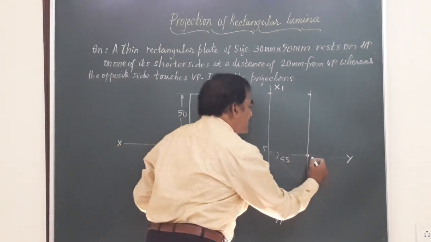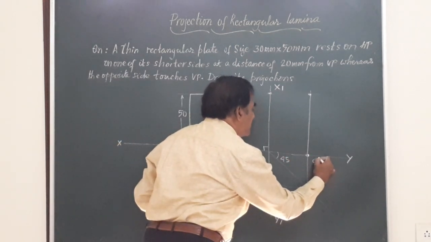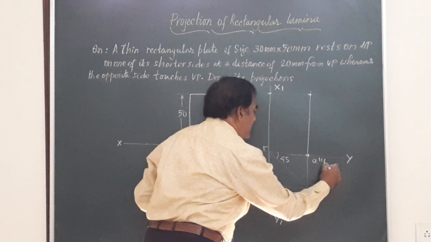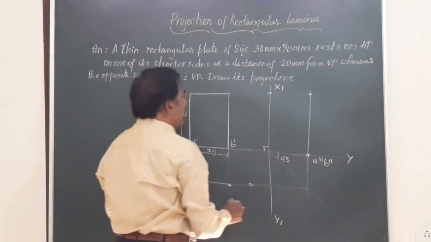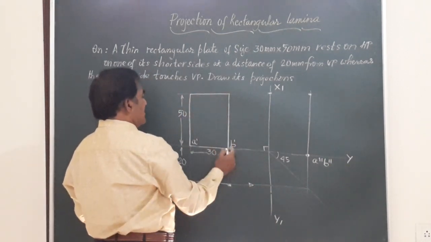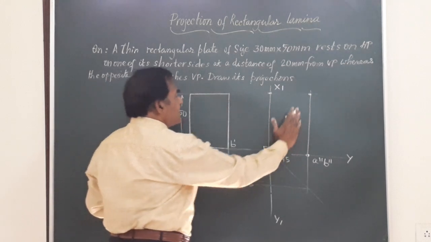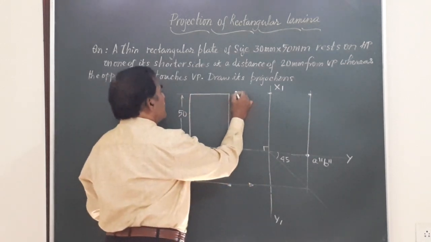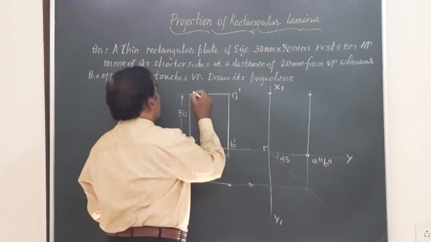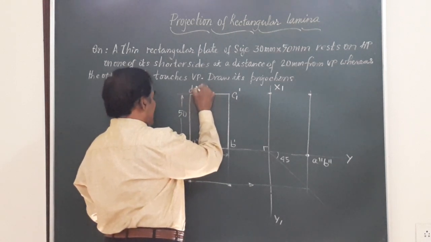This is going to be fixed here, that is A double dash B double dash. It won't change, and then the other ends are CD. So the position of this is going to change. Hence I am going to mark this as C1 dash and this as D1 dash.